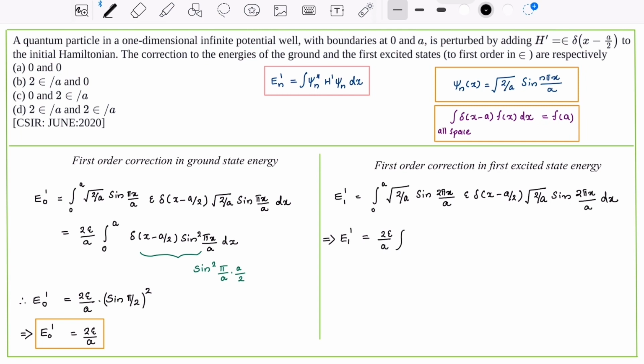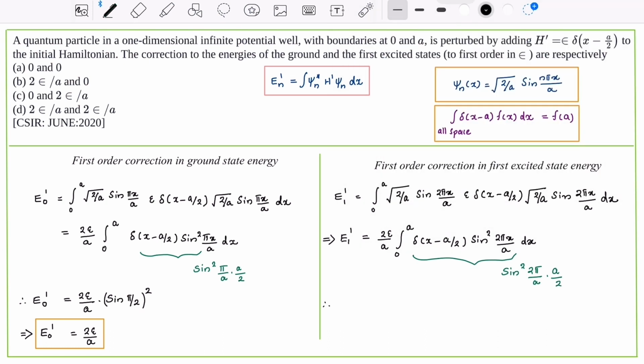Now the integral from 0 to a of delta(x minus a by 2) sin square(2 pi x by a) dx. Now the value of the integral is sin square(2 pi by a into a by 2).